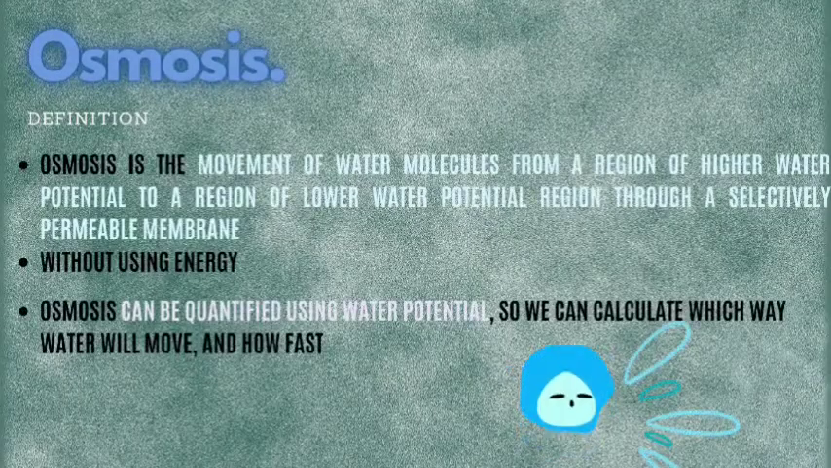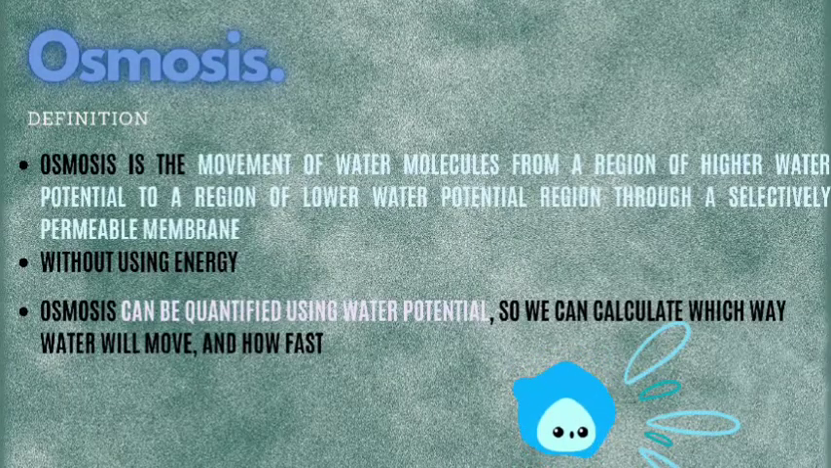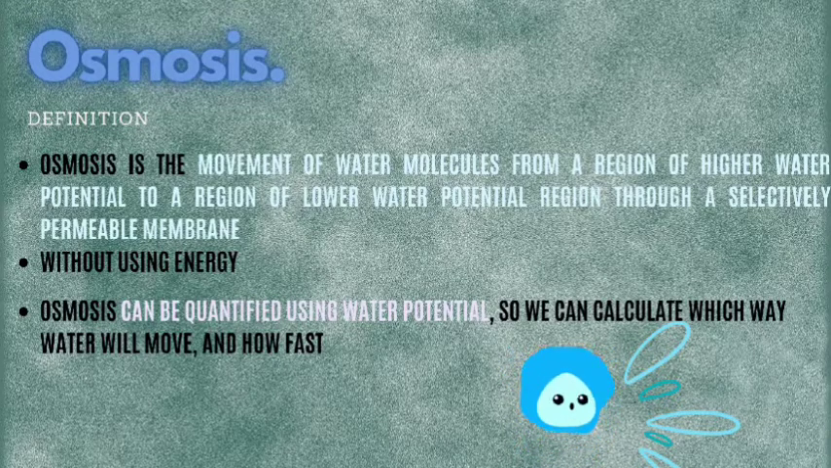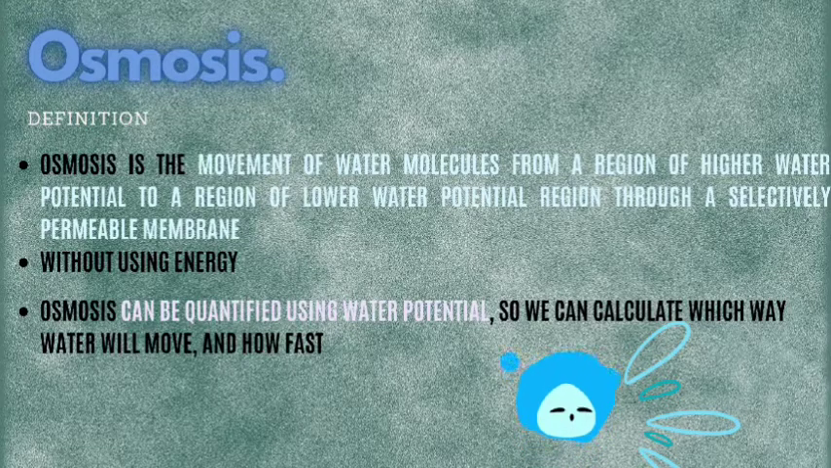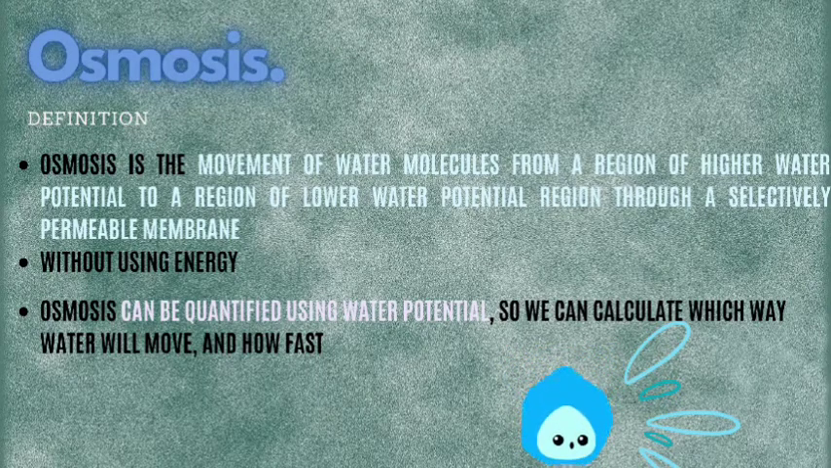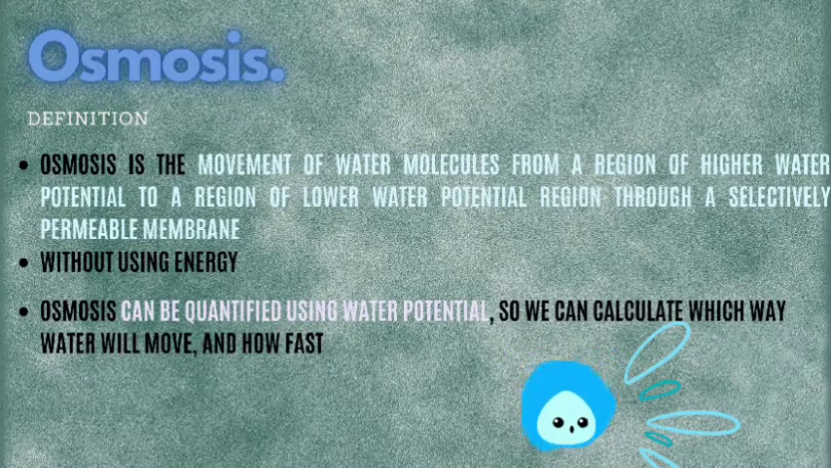After that, the last part of passive transport is osmosis. Osmosis is the movement of water molecules from a region of higher water potential to a region of lower water potential through a selectively permeable membrane. The process doesn't need any energy. Osmosis can be quantified as water potential, so we can calculate which way water will move and how fast.